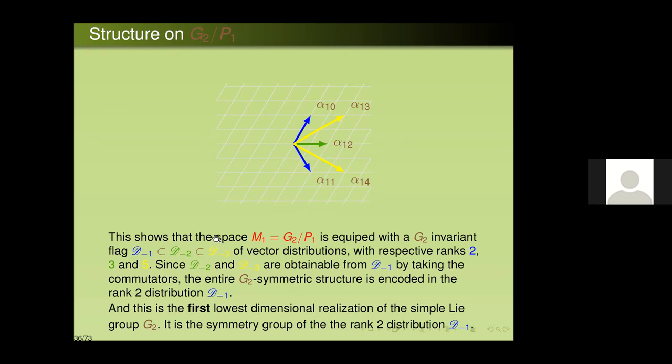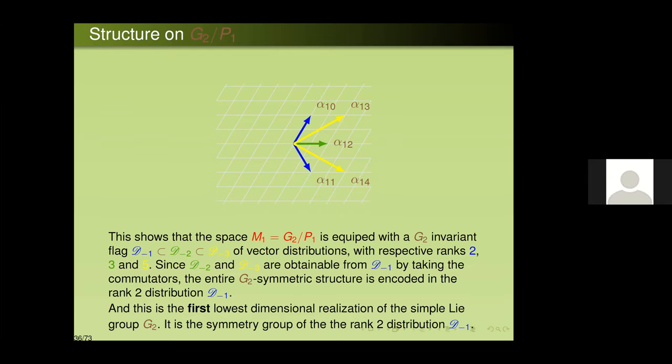So what I have just shown is that this M1 is a five-dimensional manifold which is naturally equipped with a rank 2 distribution, actually a 2, 3, 5 distribution. And this 2, 3, 5 distribution by construction has G2 symmetry. And this is how Cartan and Engel gave the first geometric realization of G2. It is a symmetry group of a certain rank 2 distribution in dimension 5.